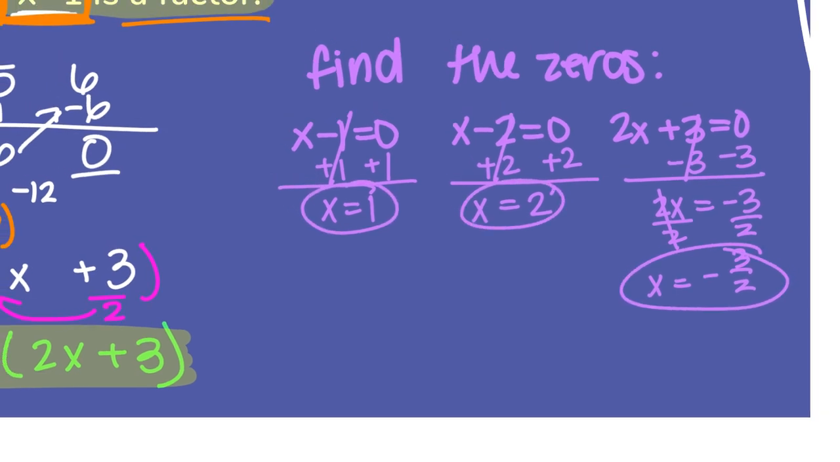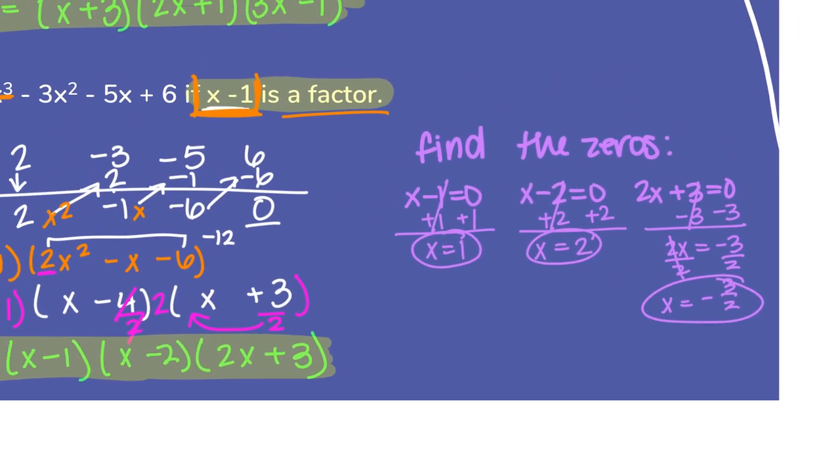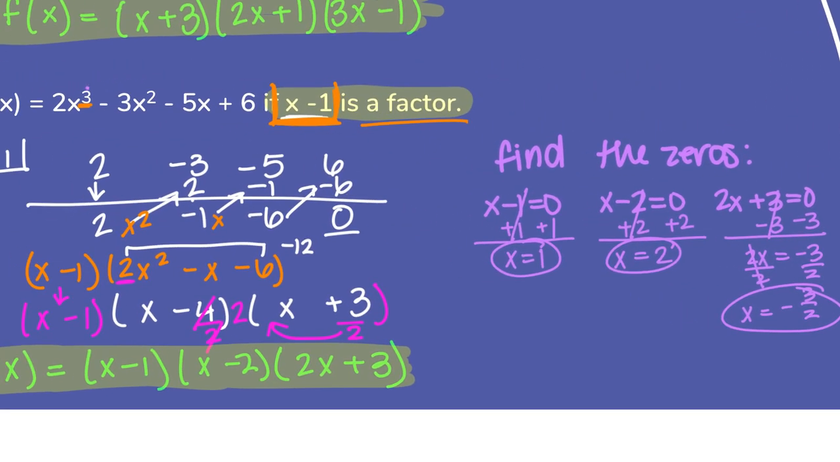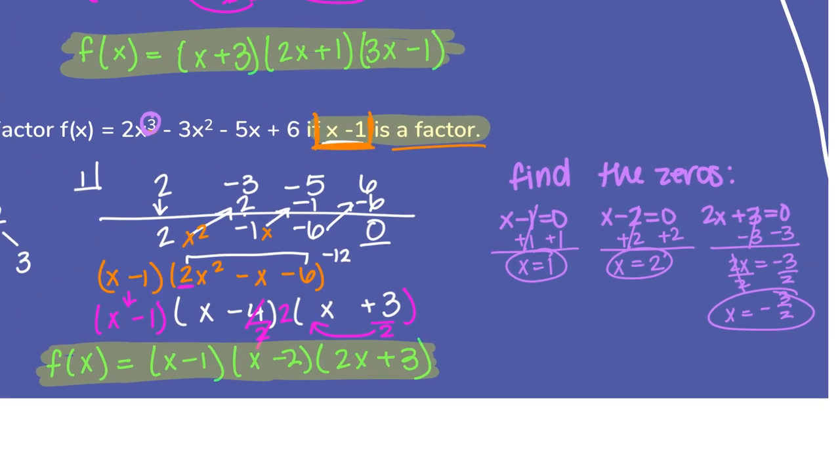How do I know I'm going to have 3? Because you are taking the degree of the highest exponent. It's 3, x to the power of 3. So that 3 is also telling me that I have to have 3 zeros. So your highest exponent tells you the amount of zeros you have. Okay, so this is my answer. If there was a question that asked, find the zeros, 1, 2, and negative 3 over 2 are my zeros. But this is factored, and these would be my zeros.